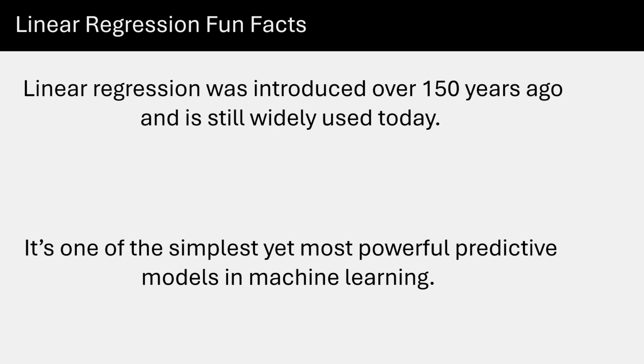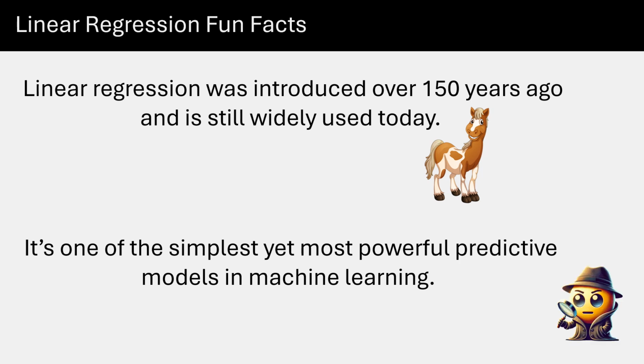Let's begin with some fun facts. Did you know that when linear regression was first introduced 150 years ago, the primary mode of transportation was this guy? Now, linear regression has evolved to become a foundation for predictive models used everywhere, including in social media cost-per-click algorithms. Let's dive into the basics of this powerful tool.